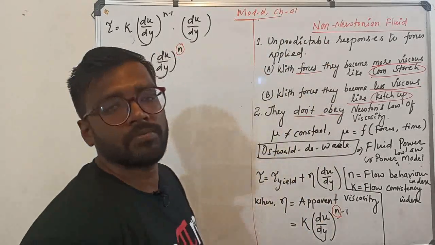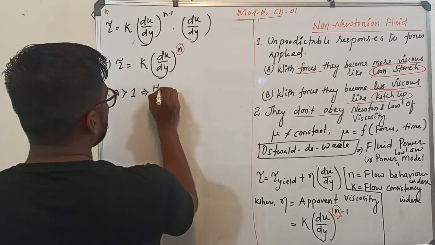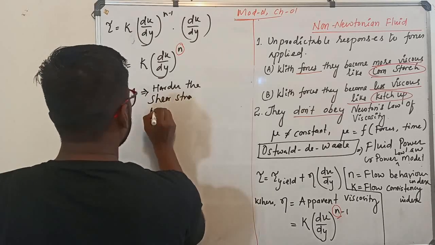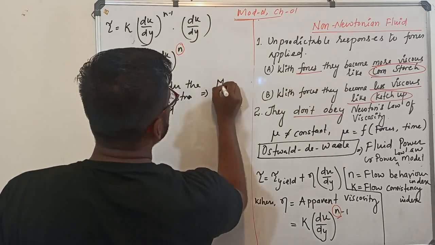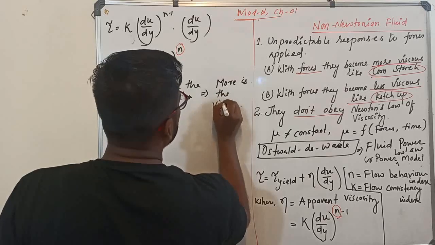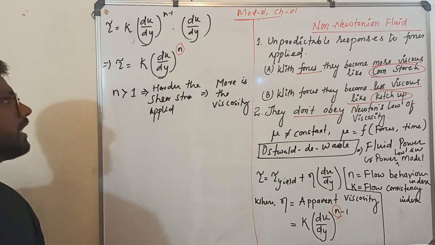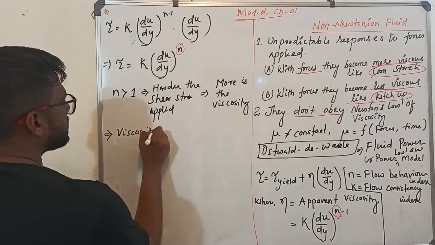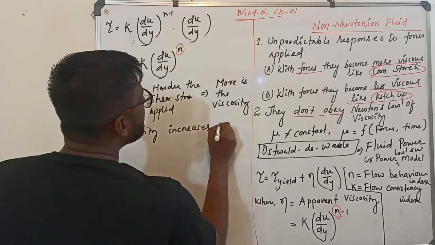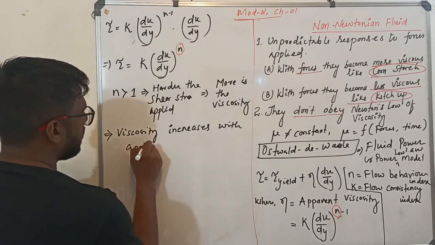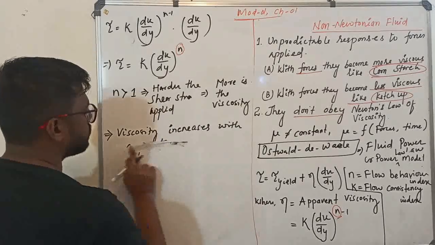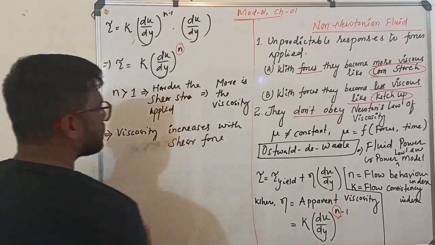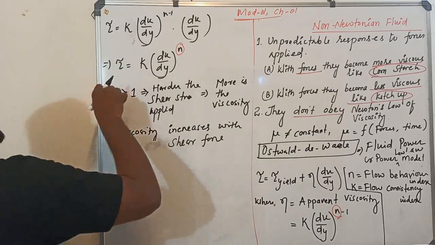That means the harder the shear applied, the more is the viscosity. The harder you apply the shear force, your viscosity increases. This implies, what do I write? Viscosity increases with shear force. Correct? Understood? If your n is greater than 1.